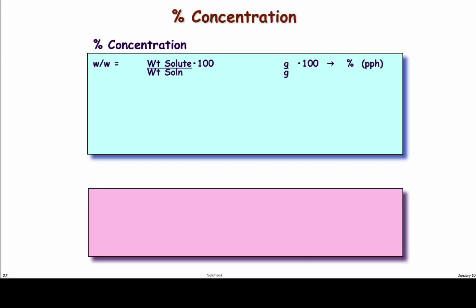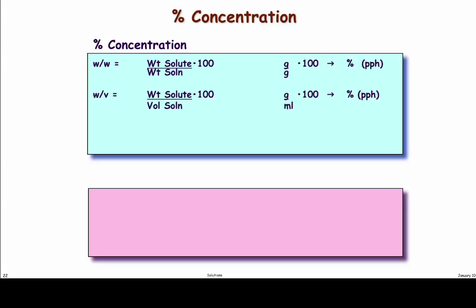So, what is a weight percent? Well, that's the weight of the solute divided by the weight of the solution. Remember that the solution is the mass of the solute and the mass of the solvent together, times 100. The units are grams over grams times 100, and you express that with the percent sign. Or, if you want to write it out, it's pph.